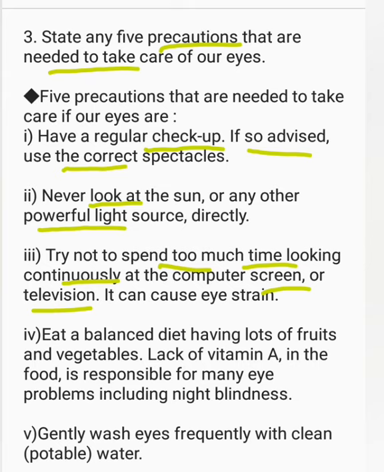Point number 4, eat a balanced diet having lots of fruits and vegetables. Lack of vitamin A in the food is responsible for many eye problems including night blindness. Next point, gently wash eyes frequently with clean potable water.